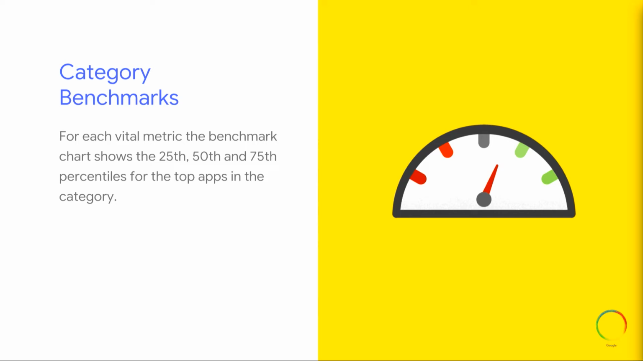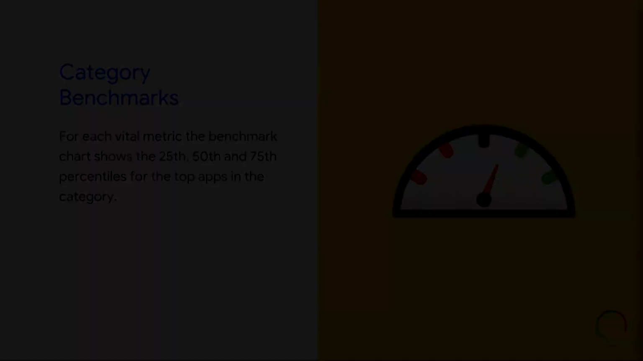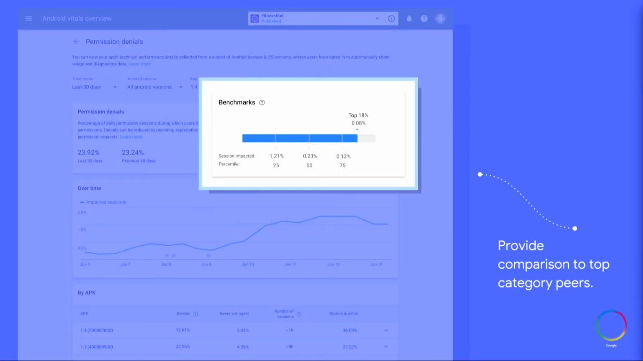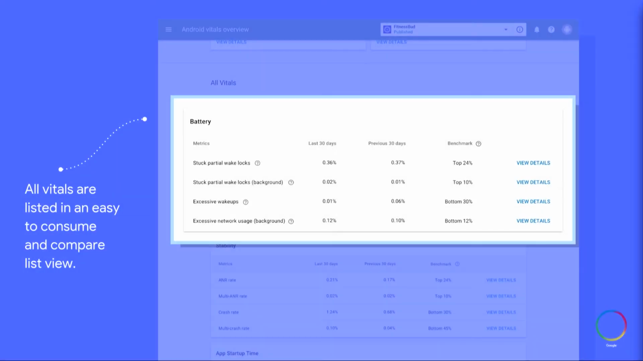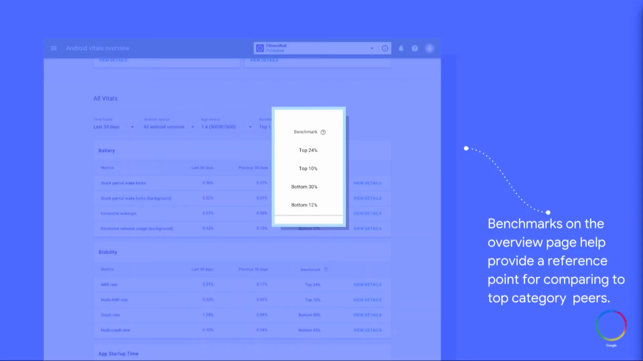These benchmarks enable you to understand how your app performs against apps in the same category. We'll now show this category benchmark on the details for every metric in the Android Vitals part of the Play console. This allows you to compare yourself against the top apps in your category. And to get an idea for how your app is performing across the board, we've updated the Android Vitals overview page to list the performance for each metric over the last 30 days and the previous 30 days before that. We'll also show the category benchmark for every metric here as well.